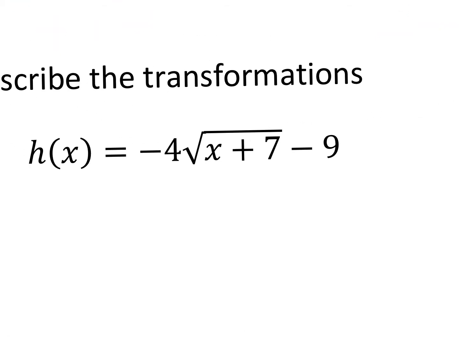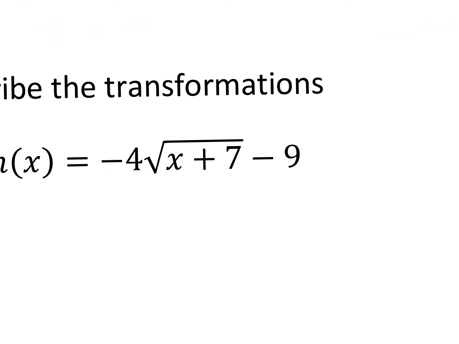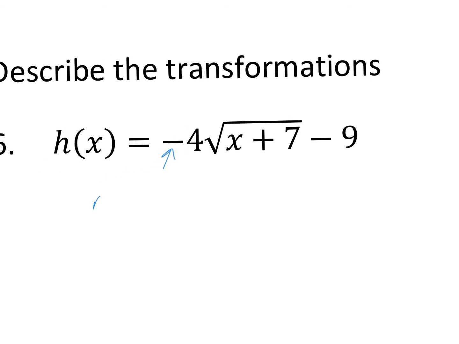So in this first one here, for number 6, I have a negative out in front. What does that negative out in front tell me? Reflect where? Good. Reflect over x. You have to tell me which axis. It's a reflection over either x or y. If you just tell me reflection, you're not going to get full credit.